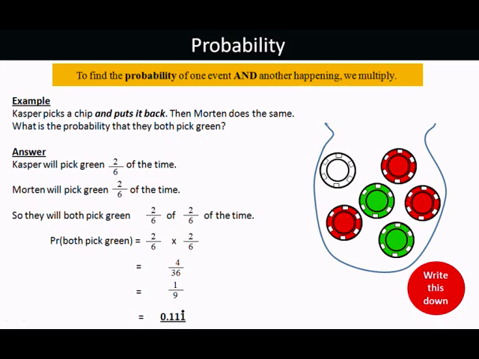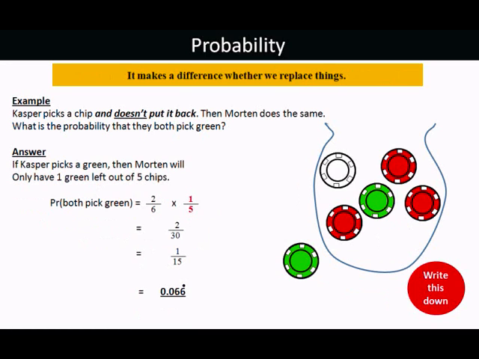Now in that situation, they picked out the chips and then they put them back. But what if Casper picked his chip out and didn't put it back? So it makes a difference whether we replace things. So this time Casper picks his chip out and doesn't put it back. Morton does the same. What is the probability that they both pick green?